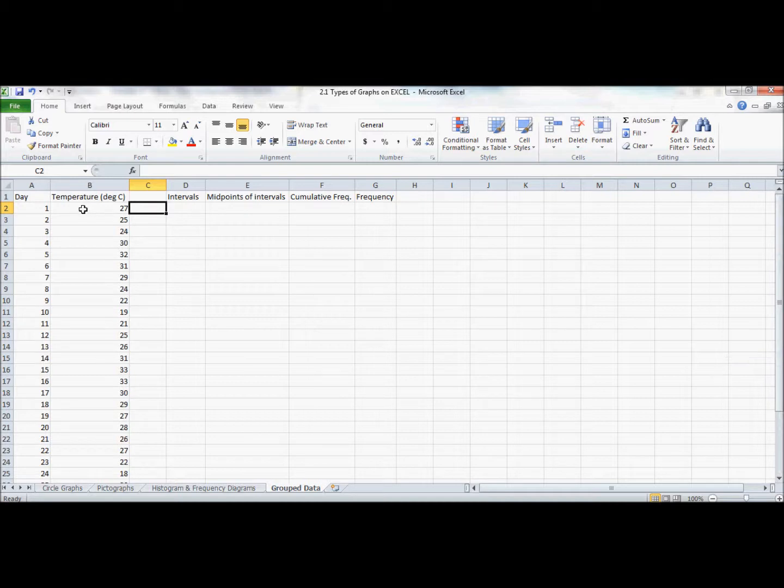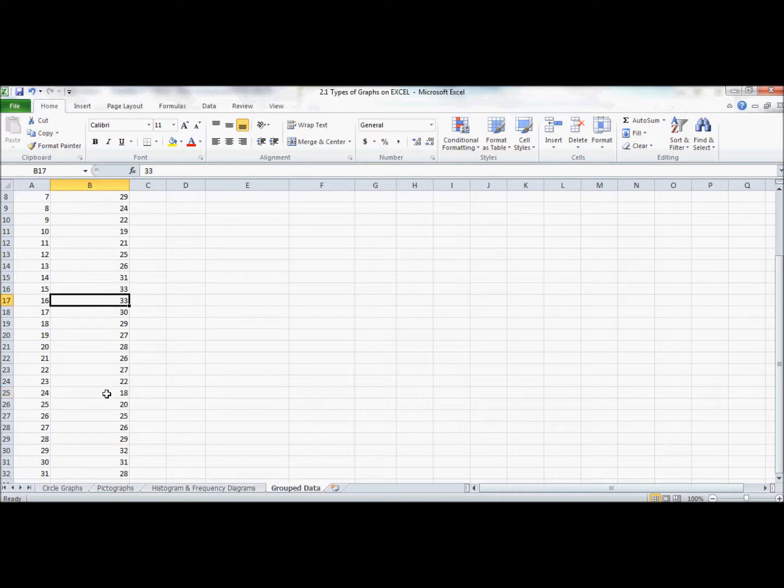But it probably makes sense to group this data into intervals before trying to come up with a frequency diagram or cumulative frequency diagram. So in order to split this up into intervals, what we want to do is take a look at what's the range of this data. In other words, what's the lowest value and what's the highest value and how many values are in between. So if we take a look at this data, it looks like 18 degrees is the lowest and 33 degrees is the highest.